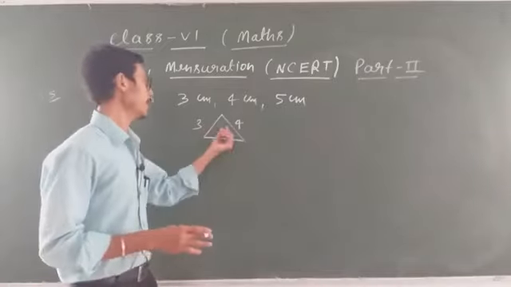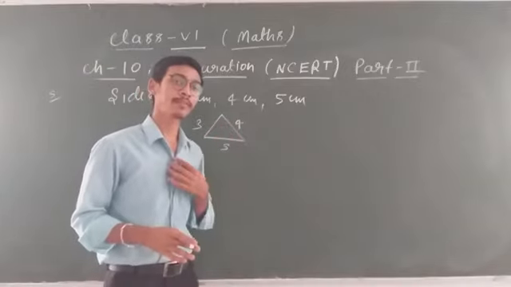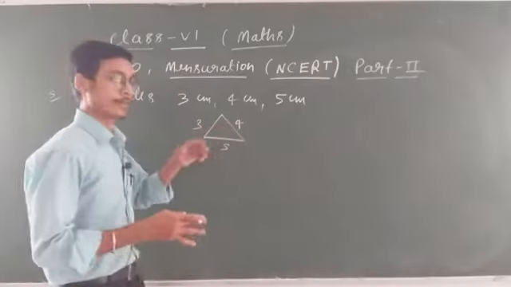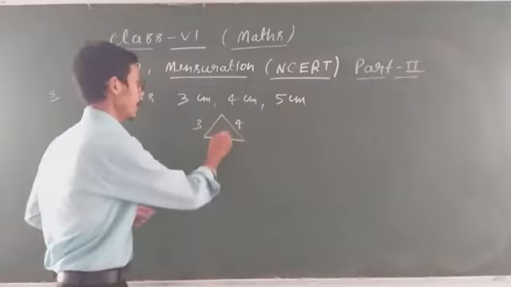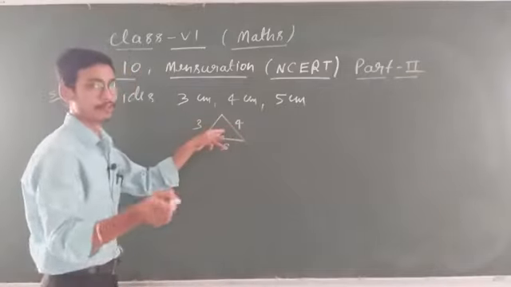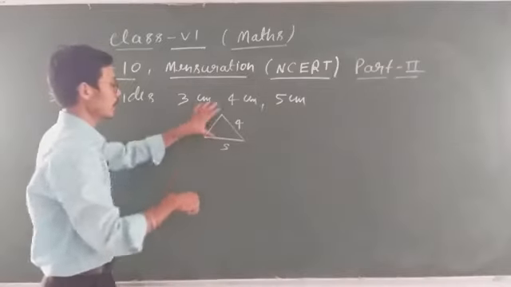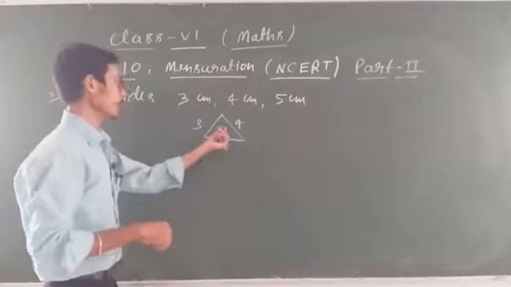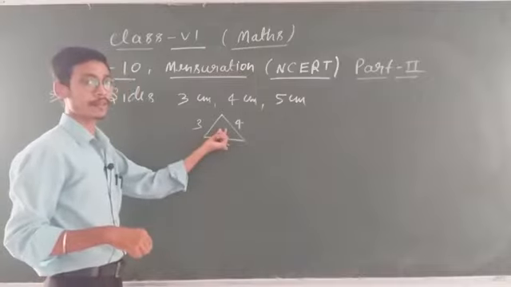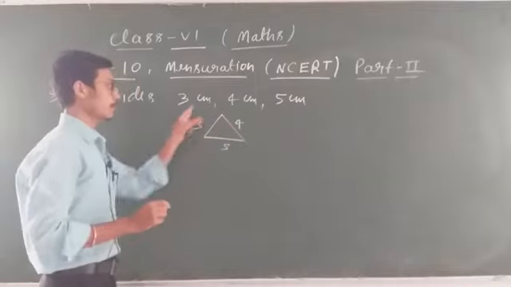Clear? In area you have to find out the inside, and perimeter means you have to find the sum of all sides which are given outside. Clear, student? And area is the region bounded by the inside. So in this you have to find the perimeter.